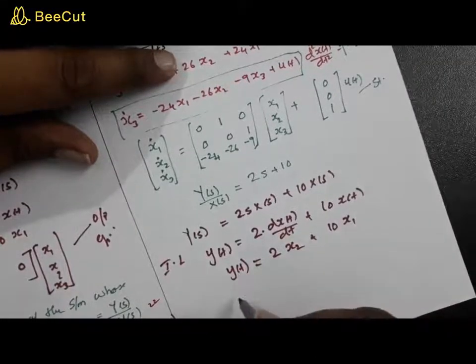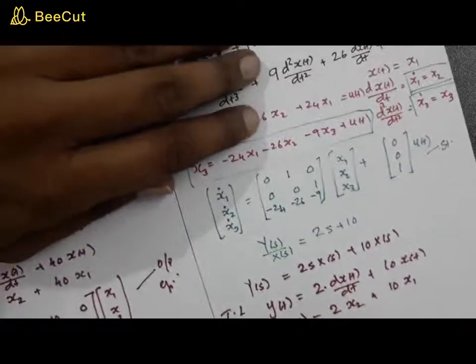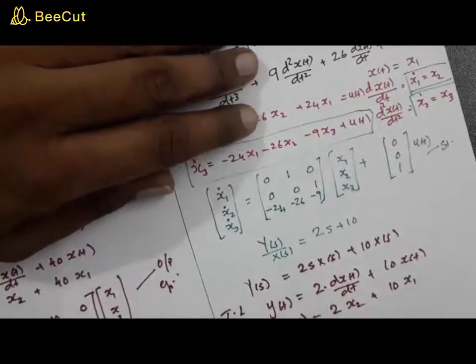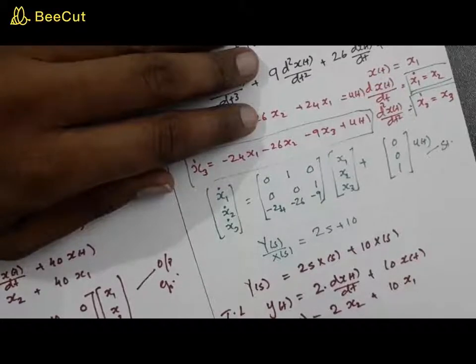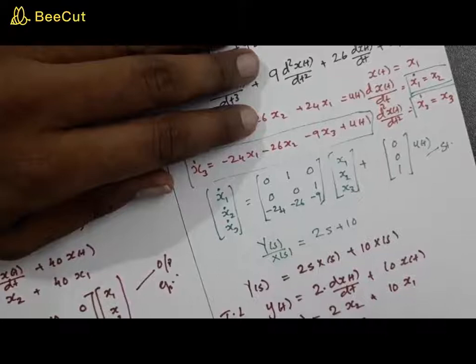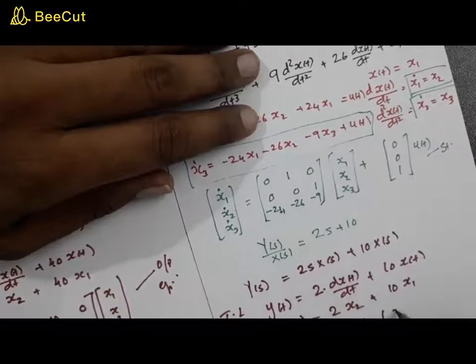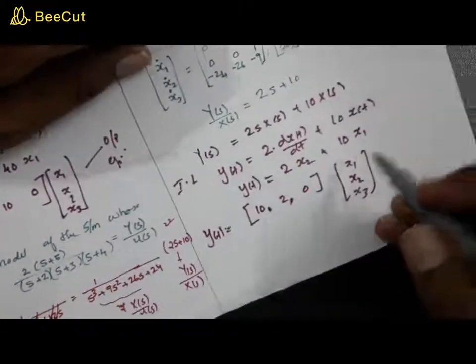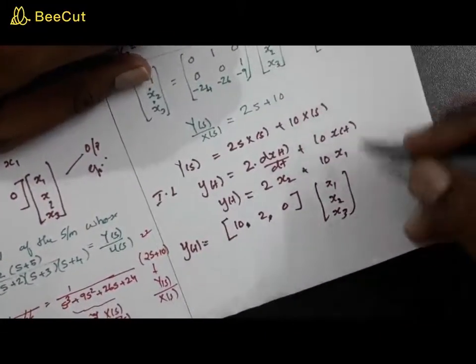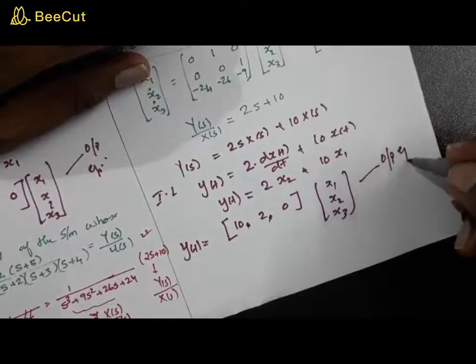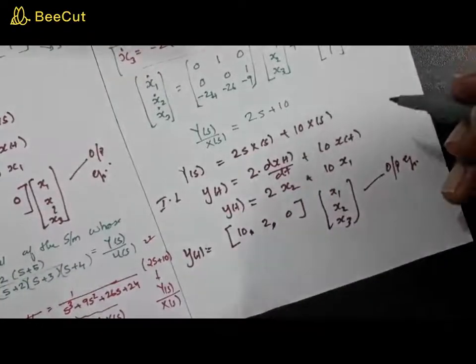So your y(t) matrix will be equal to 10 2 0 times x1 x2 x3, because there is no x3 component over here. So this is 10 2 0 times x1 x2 x3. So this is your output equation, and this forms the state model.